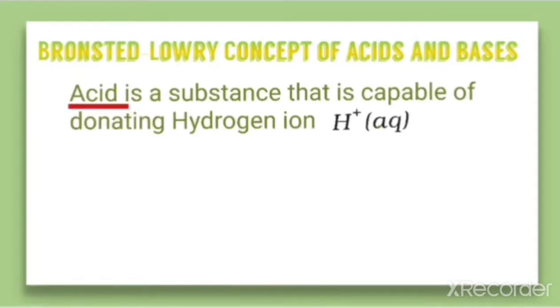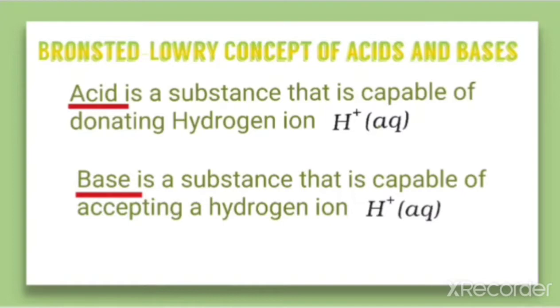According to the Bronsted-Lowry concept, an acid is a substance that is capable of donating a hydrogen ion, that is H plus ion, and bases are substances that are capable of accepting a hydrogen ion, that is H plus ion. So according to this concept, acids are substances which can easily donate the H plus ion, and bases are substances which accept the H plus ion. That is the definition given by the Bronsted-Lowry concept of acids and bases.